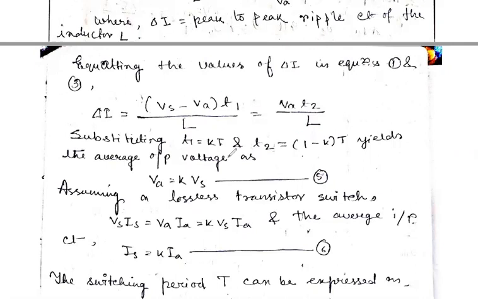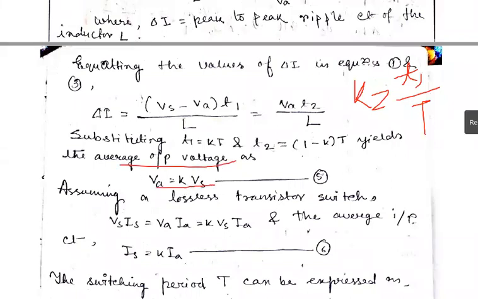Substituting the value of T1 equals kT, as we know that k is the ratio of T1 by total T. Therefore, T1 is nothing but kT and T2 is nothing but T minus T1, that is (1 minus k) into T, which gives the average output voltage. Va is nothing but k into Vs.